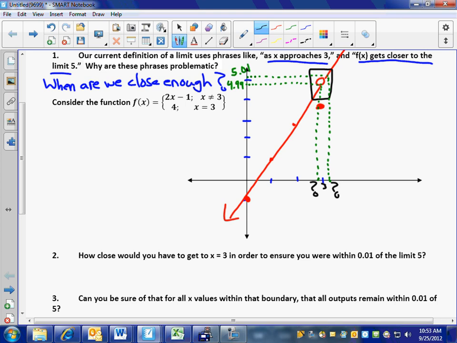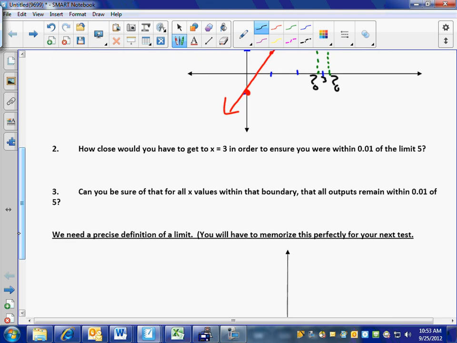Or you think you know? Well, that's pretty presumptuous. Let's see. We could just set up two basic equations here. We could say our output, which is 2x minus 1, when is that equal to our upper boundary of 5.01? And when is 2x minus 1 equal to our lower boundary of 4.99? And we could solve those.